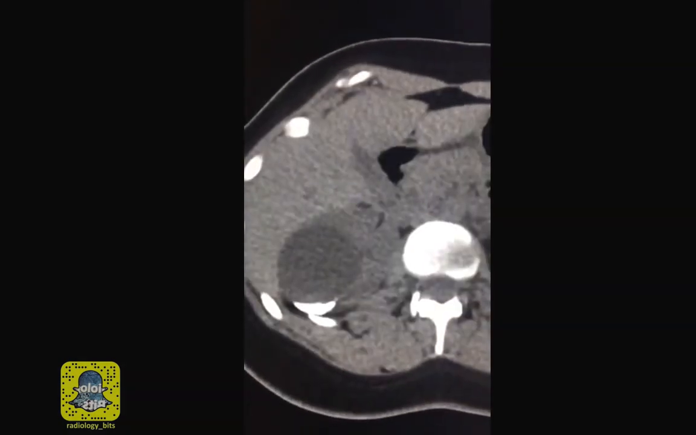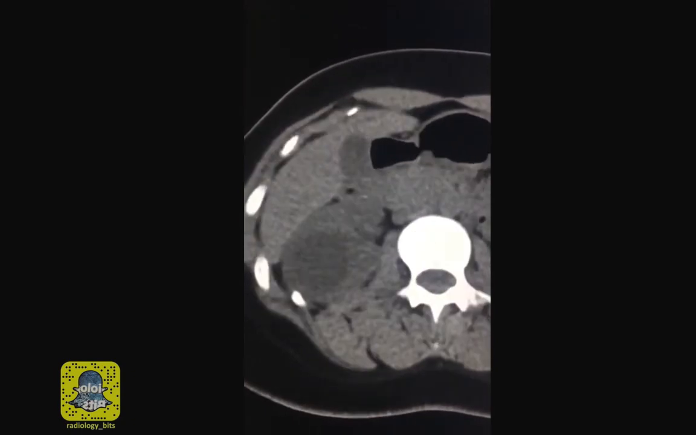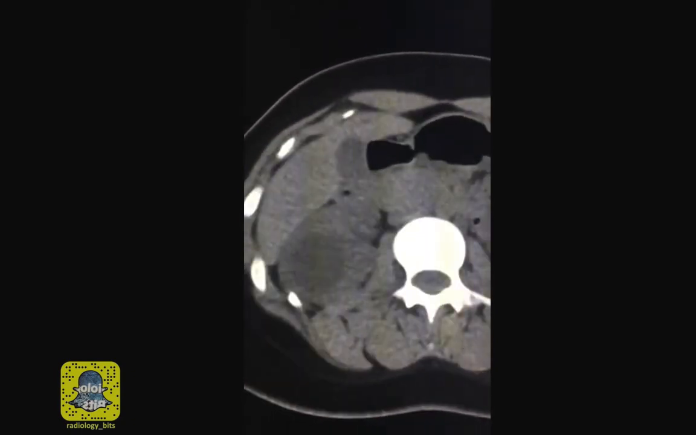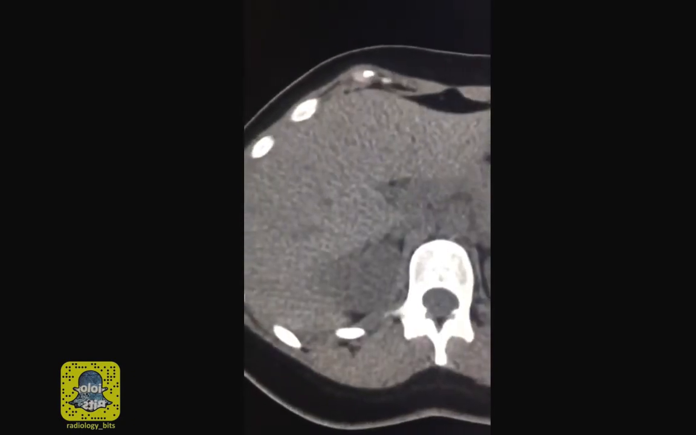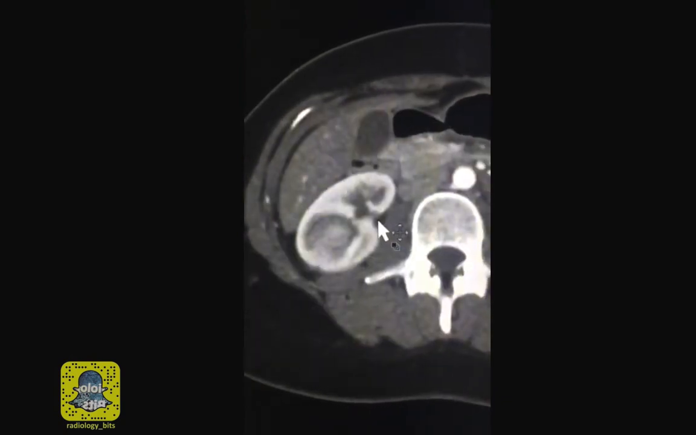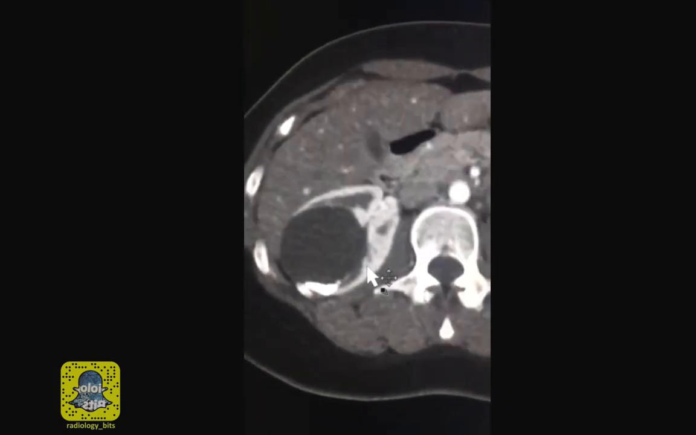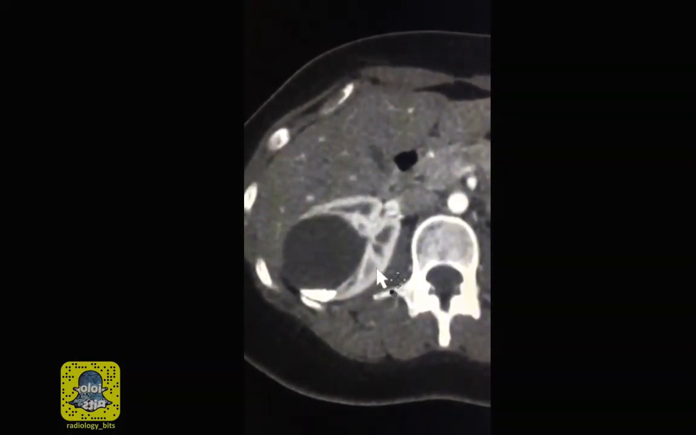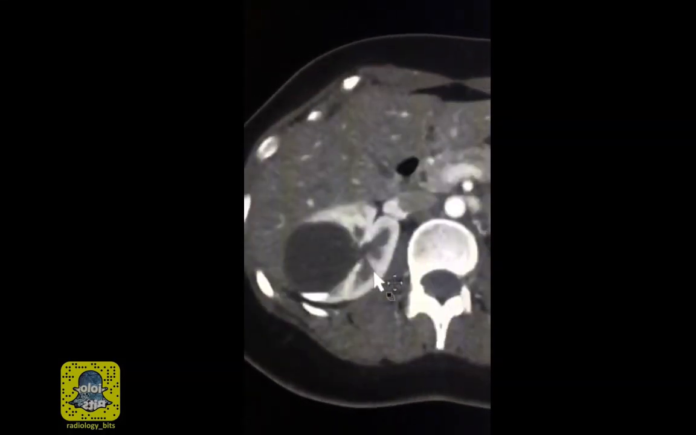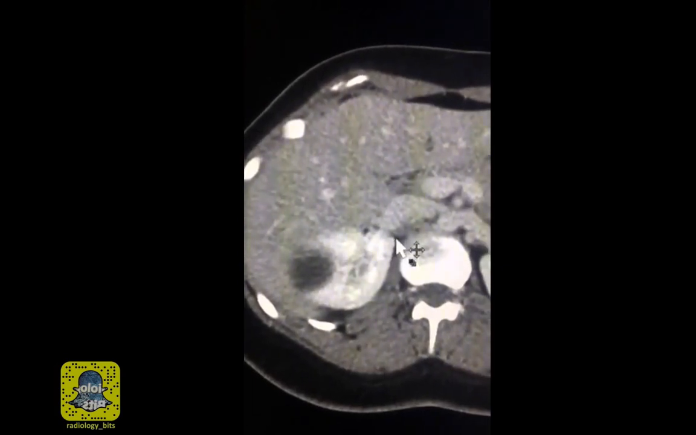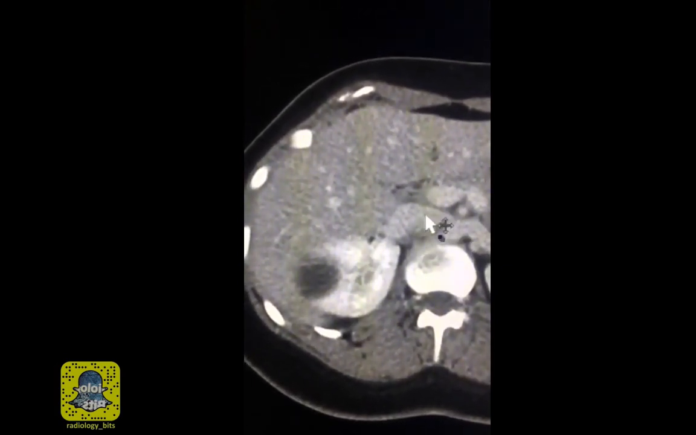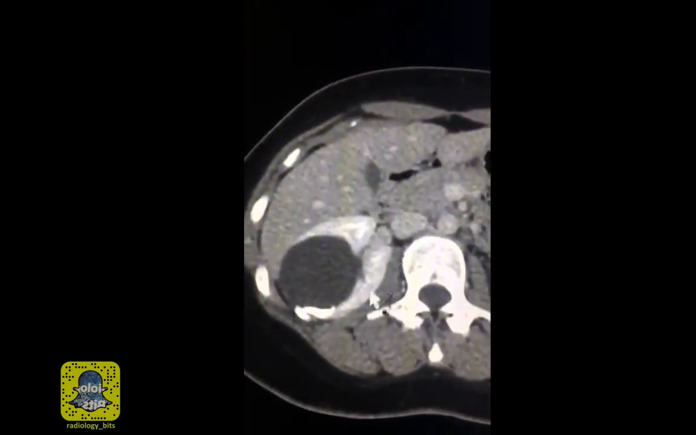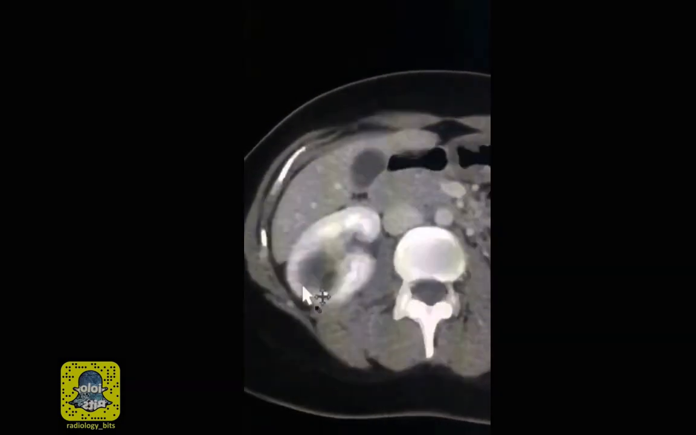I'll give you a chance to look at this lesion in different phases. So this is the pre-contrast phase. This is with contrast in the arterial phase, and notice how the cortex of the kidney is enhancing. And this is a portovenous phase where you have enhancement of the veins in addition to the aorta. And here's the lesion again.